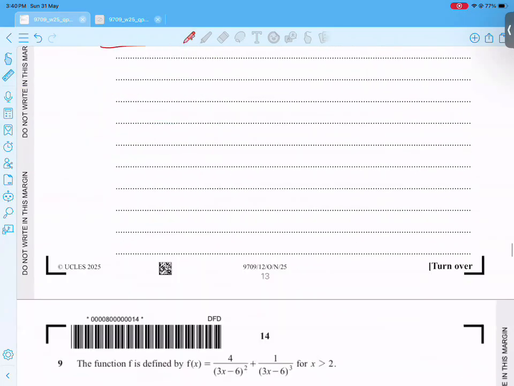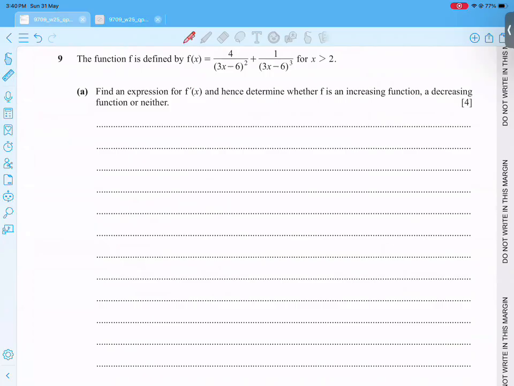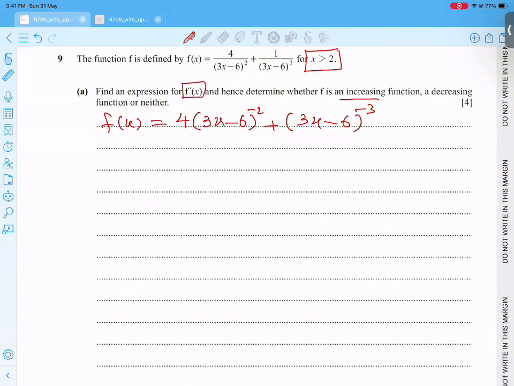Let's go to question number 9, students. So we have a function given, it is very clear. He's asking for f prime, f dash, which means we have to go for differentiation. Can we differentiate directly? No way. We are bound to bring it up in the numerator. Now the question is ready. Make sure x value is more than 2. And from f prime of x, we need to determine whether the function is increasing, decreasing, or neither. So we have to check it.